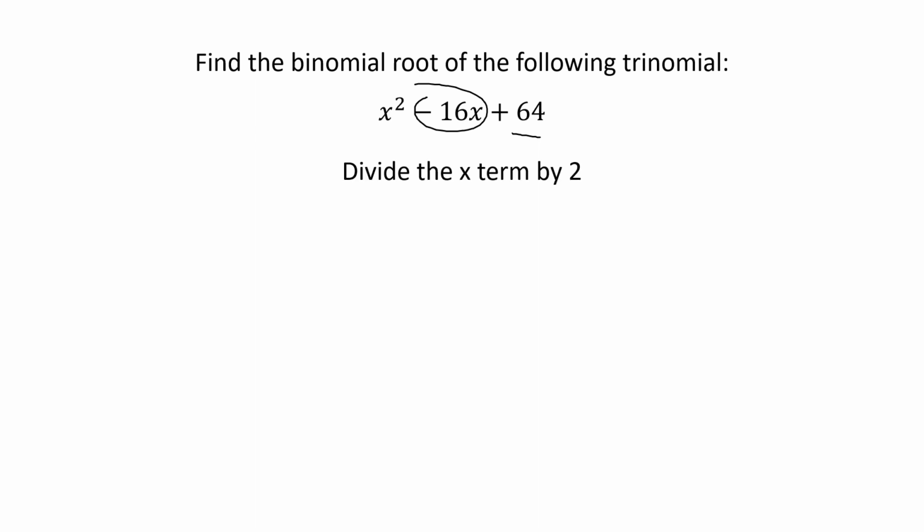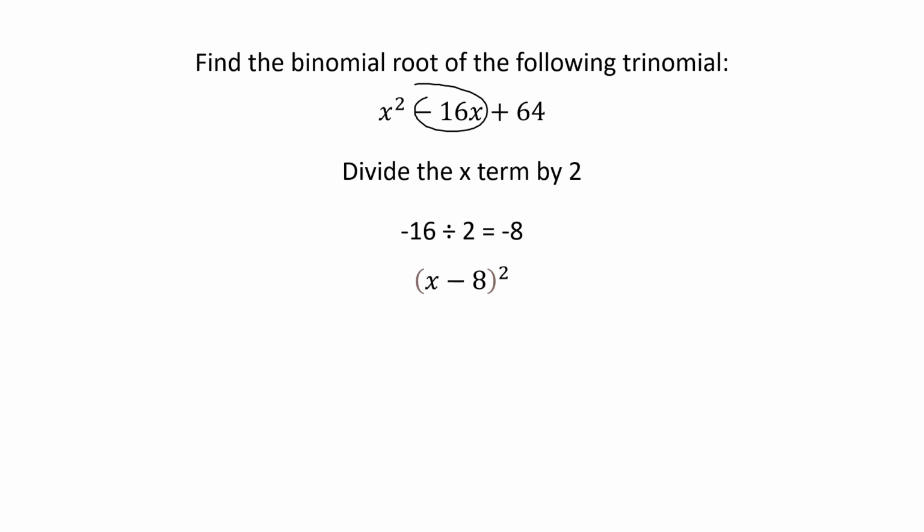For my brain, the easiest thing to do is to take that middle term, the x term, the term that does not have the x squared but just the x, and divide it by 2. Negative 16 divided by 2 is 8. So then the answer is just x minus 8 squared. So if it's asking you to find the binomial root to work these backwards, just take that middle term with the sign and divide it by 2.